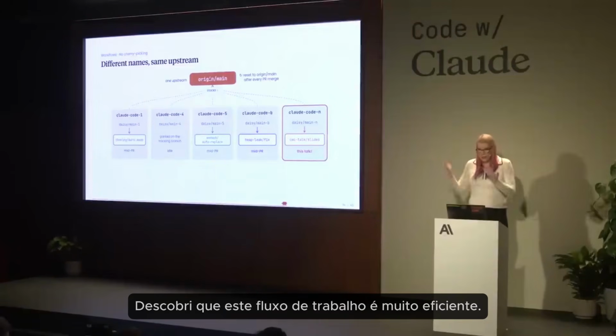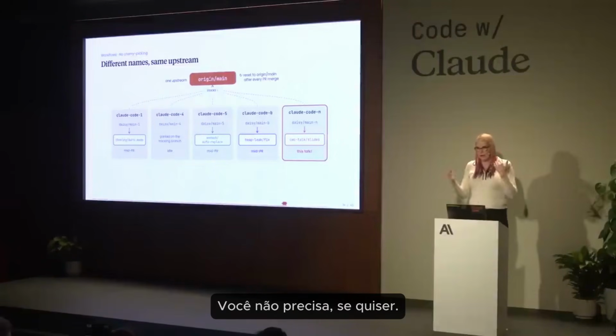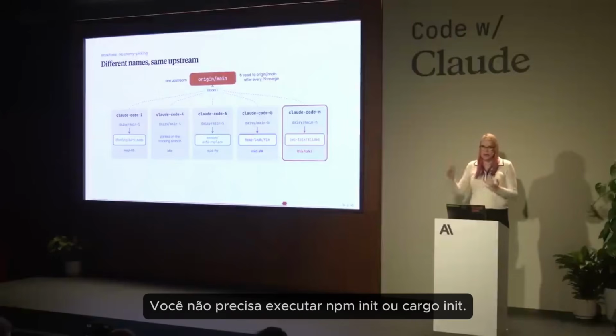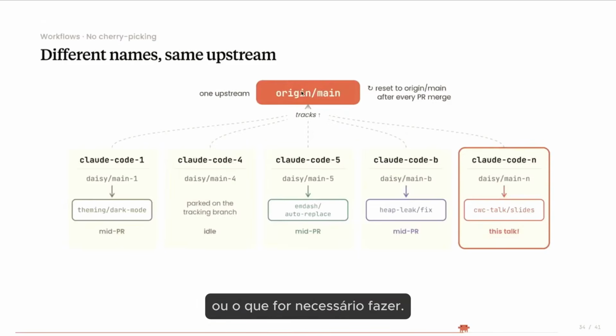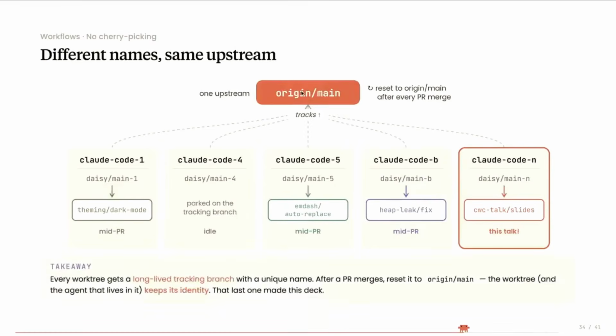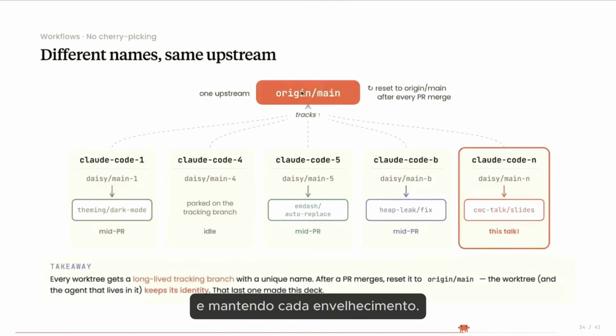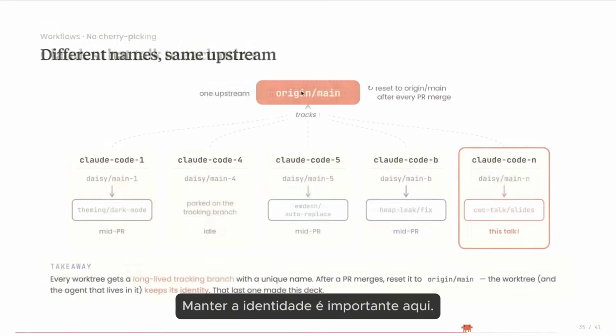I found this workflow to be really efficient. If these work trees are long-lived, you don't have to run npm init or cargo init, or whatever you have to do at the very beginning of checking out the work tree. You don't have to make all the symlinks. It's just long-lived. And each agent keeping its identity is kind of important here.